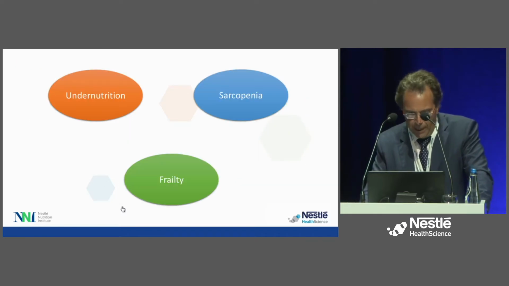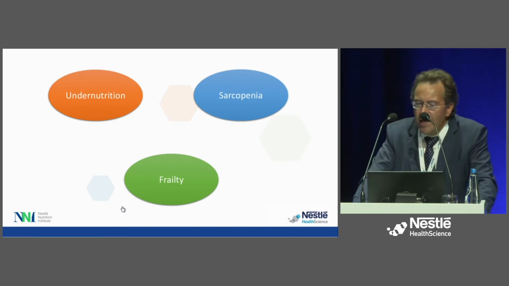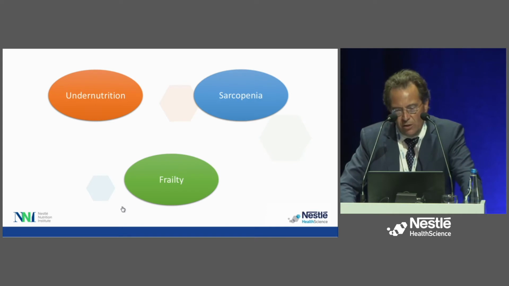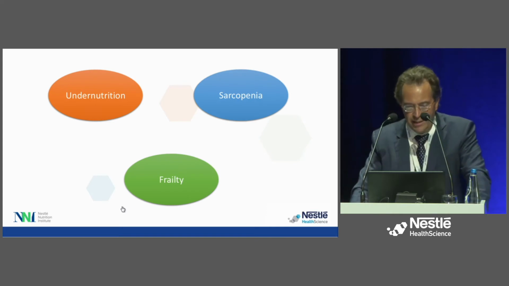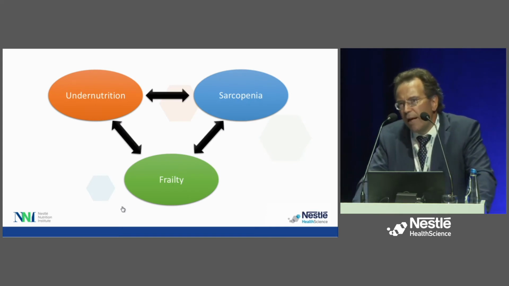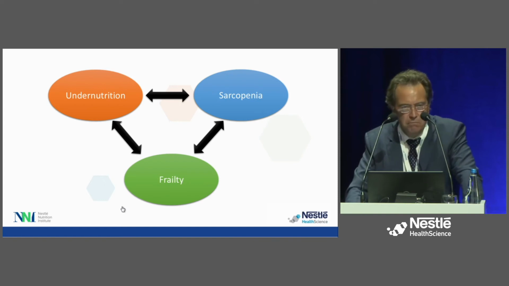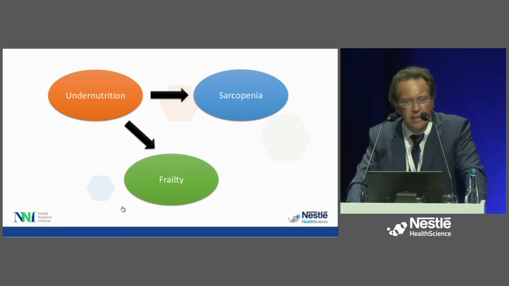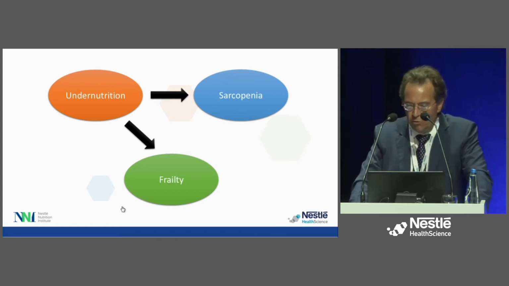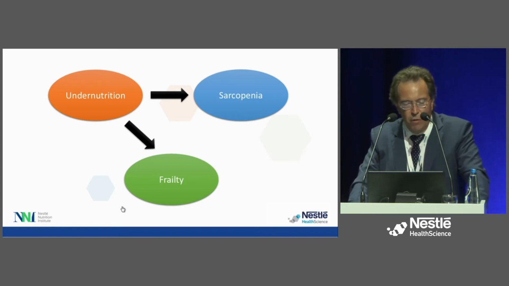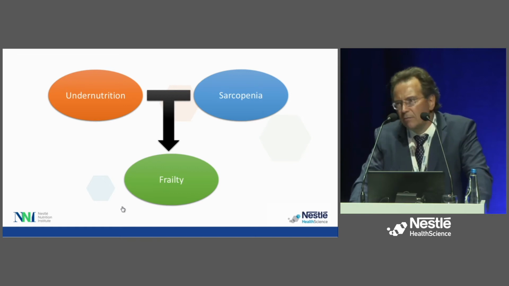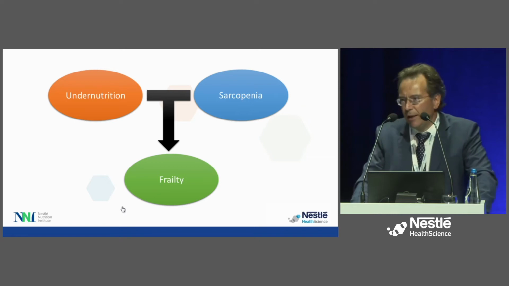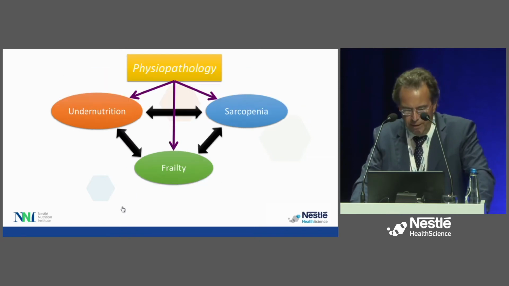Okay, but the question we have today is to try to answer whether undernutrition, sarcopenia, and frailty are related or not, and which type of relationship they have, because it could be this way, or it could be this other way, that undernutrition produces sarcopenia and frailty, or why not this other way, that when we have undernutrition and sarcopenia, then we can go to frailty.